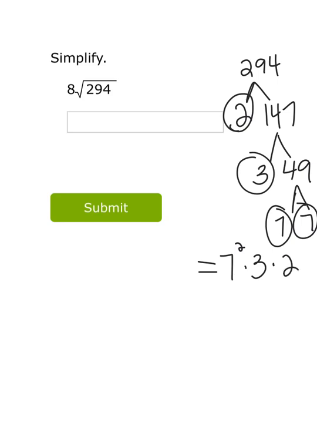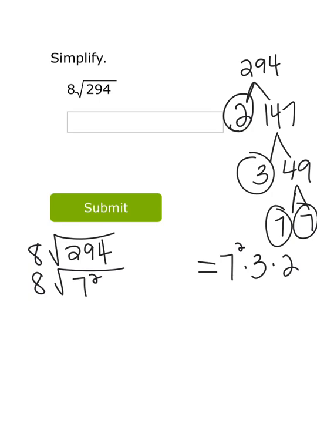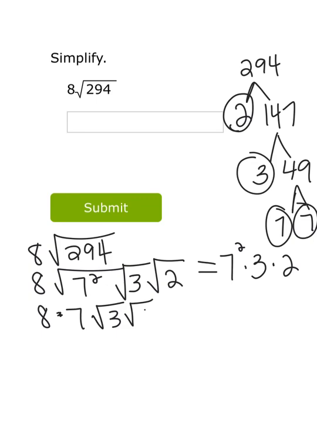So let's go ahead and put that in as the radical. So I can go ahead and simplify that. So 8 would stay out on the outside, but I could break 294 into the square root of 7 squared, times the square root of 3 times the square root of 2, because that's what I got for its prime factorization. Now I just need to simplify this perfect square. The square root of 7 squared is the same thing as the square root of 49, which would just be 7. And then I would have to leave the square root of 3 and the square root of 2 alone.